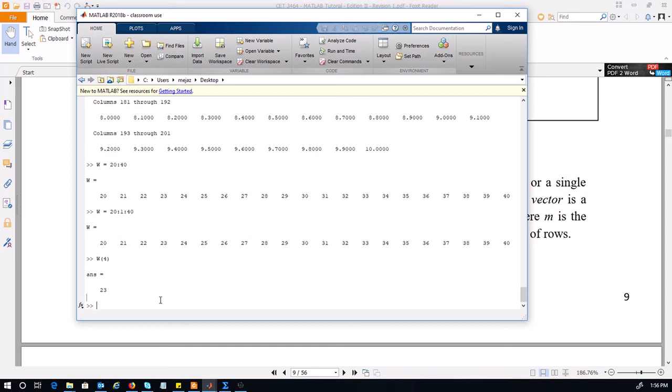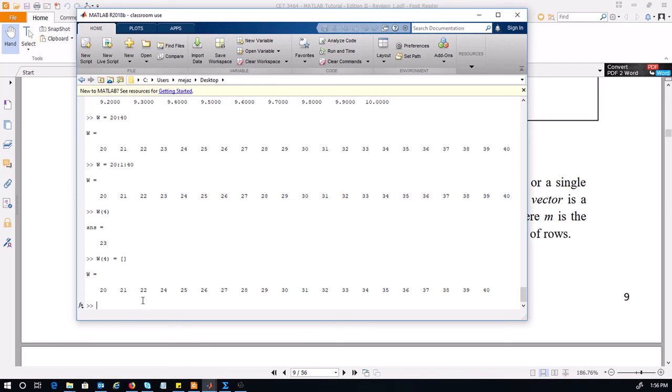If you want to change or delete any value in an existing vector or matrix, then all you have to do is, let's say I want to delete the 4th index, which is 23, the value of 23 sitting at the 4th index. So all I want to do is w4 equals an empty matrix or empty vector. So it will delete that 23. So now the w is 20, 21, 22, and then 23 is deleted, 24.